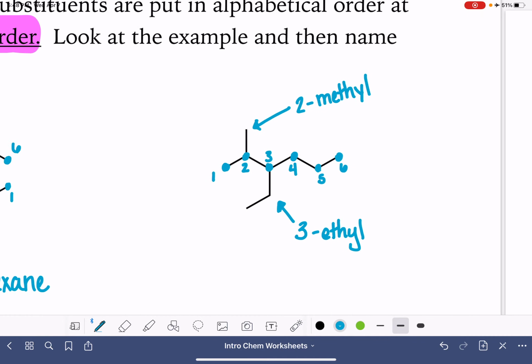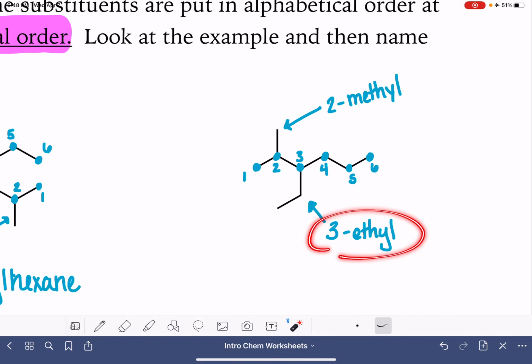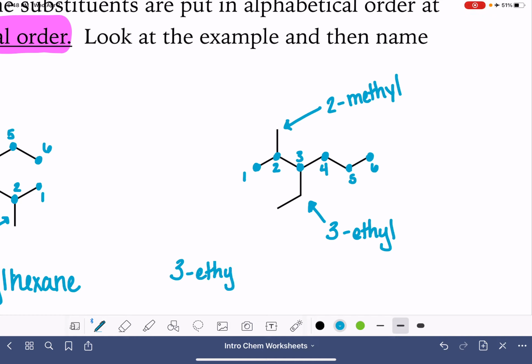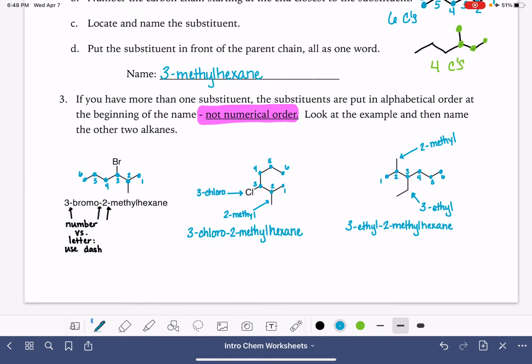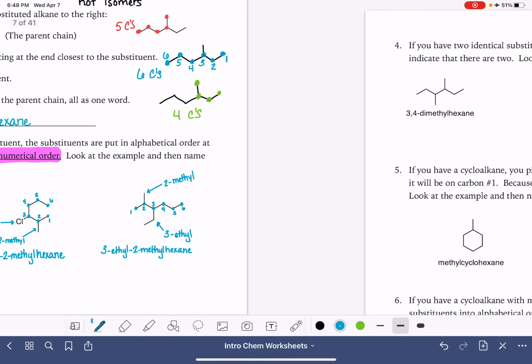We're going to put these 2 branches at the beginning of the molecule's name, and we're going to put them in alphabetical order. So that means that the ethyl comes first, 3-ethyl, and then the methyl comes next, 2-methyl, and then we name our parent chain, which is a 6-carbon chain, which is hexane. Let's see what else we have over here.